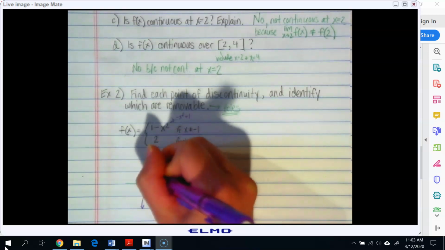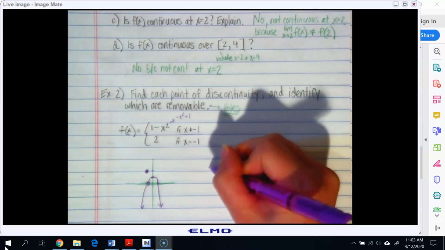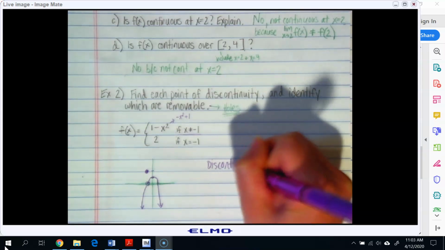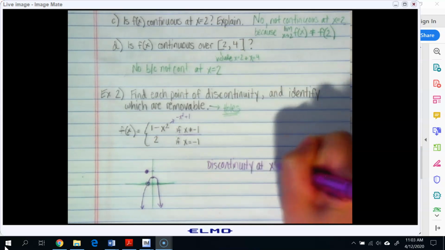So now I'm going up to 2, and that's the point when x equals negative 1. So there's my graph. All right, now it says find each point of discontinuity and identify which are removable. Well, from this graph, hopefully it's pretty obvious that at x equals negative 1, there's a discontinuity.